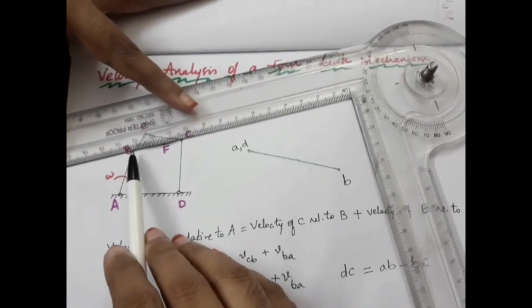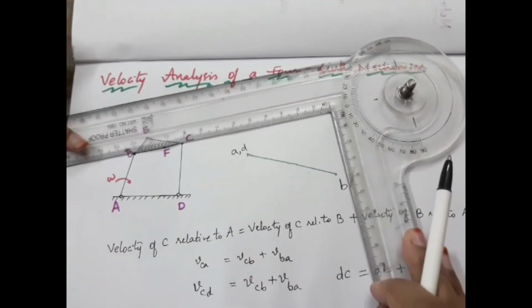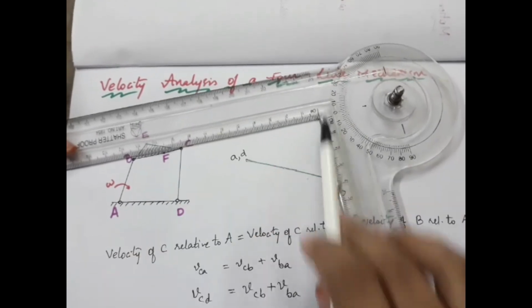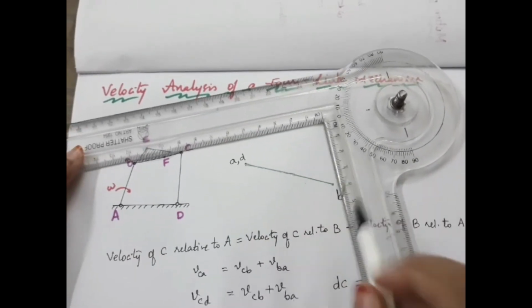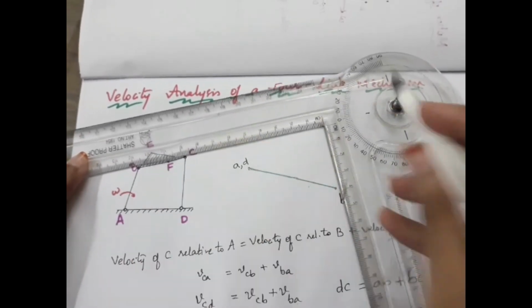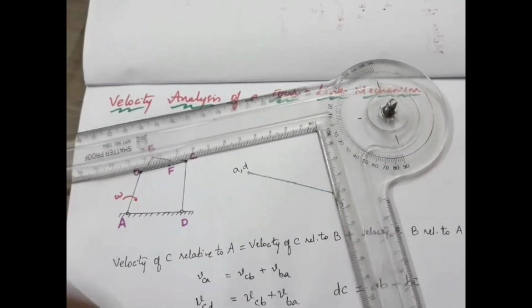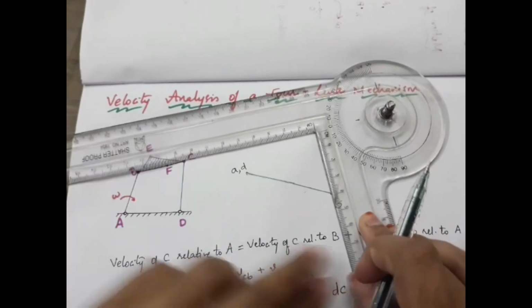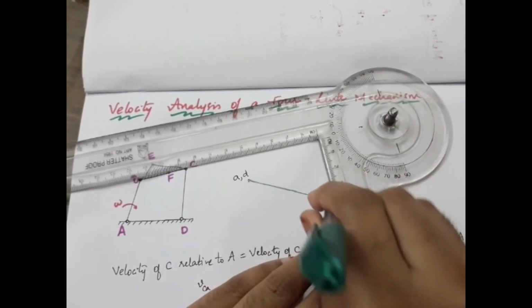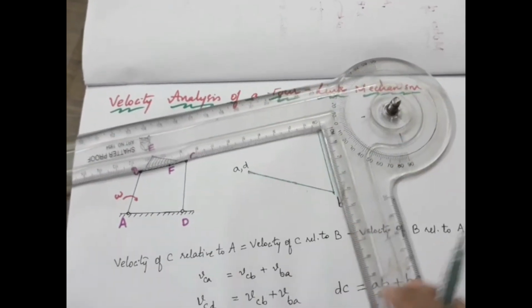So I've aligned the scale to BC. Since these two are perpendicular, a line drawn along this scale will be perpendicular to this link. So through B, I'm drawing a perpendicular line.